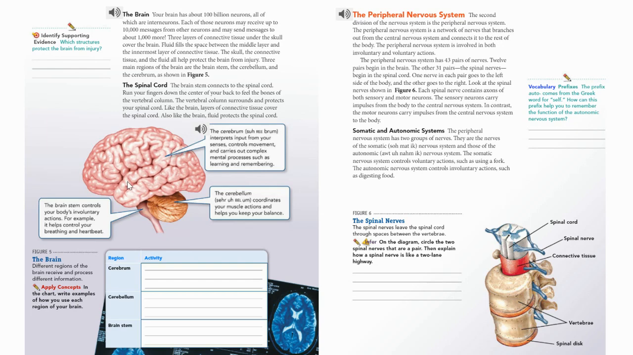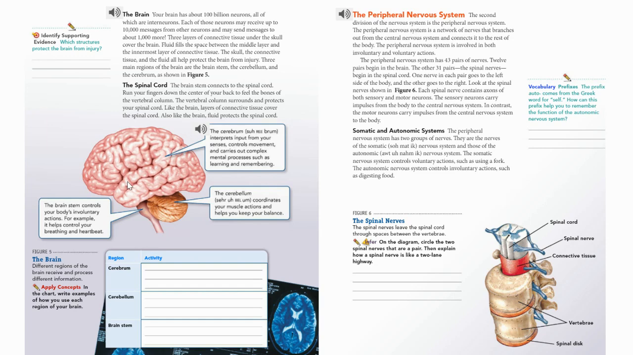Your peripheral nervous system. The second division of the nervous system is the peripheral nervous system. The peripheral nervous system is a network of nerves that branches out from the central nervous system and connects it to the rest of the body. The peripheral nervous system is involved in both involuntary and voluntary actions. The peripheral nervous system has 43 pairs of nerves. 12 pairs begin in the brain. The other 31 pairs, the spinal nerves, begin in the spinal cord. One nerve in each pair goes to the left side of the body and the other goes to the right.